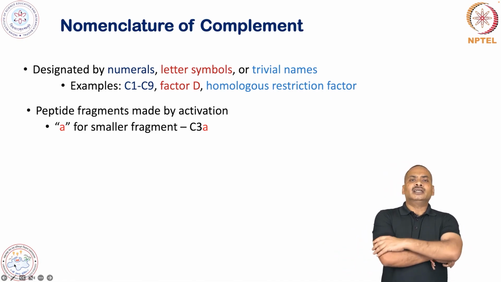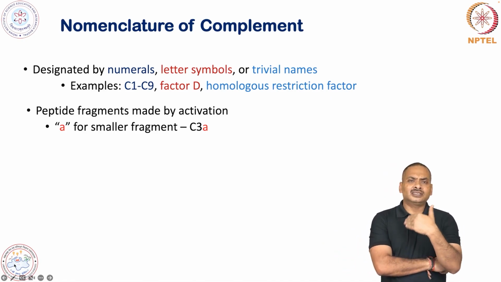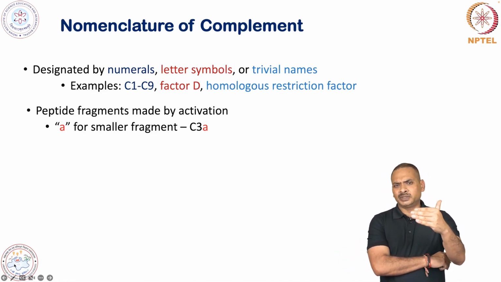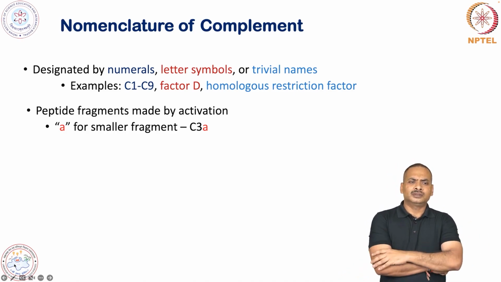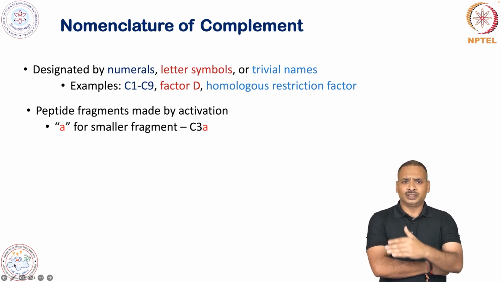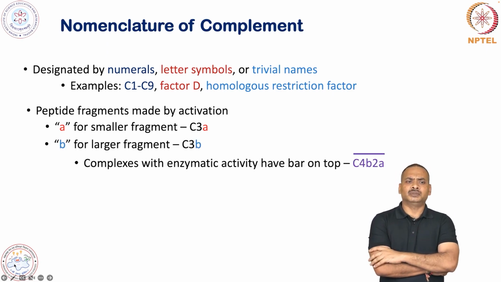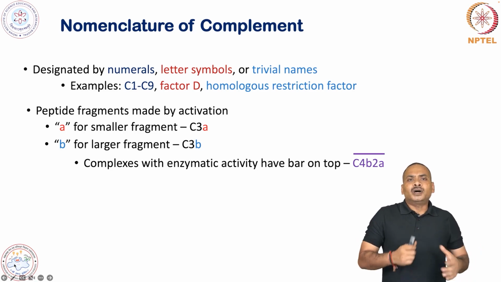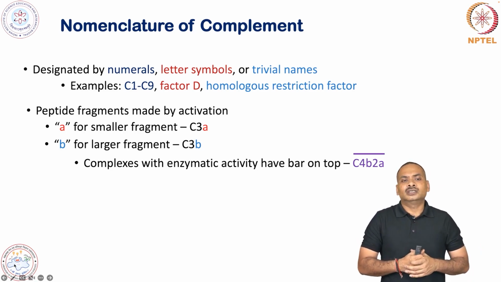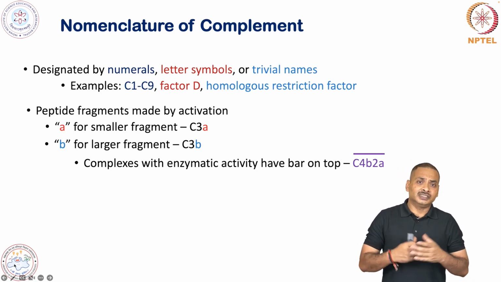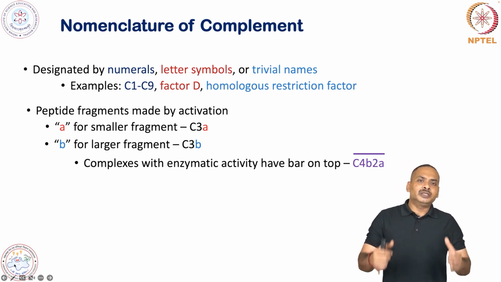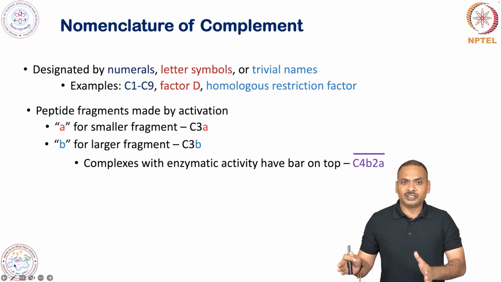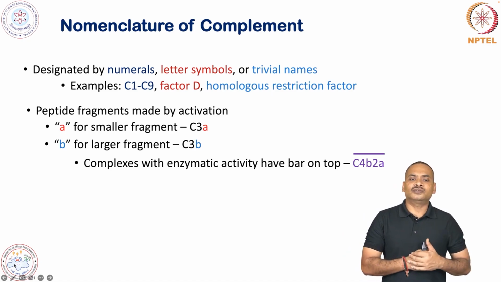Okay, and this naming is present in this whole complement system. You will see shortly when you see the activation pathway of complement. The B part is always the larger fragment in general. Again, it's not always the case. In general, the B part is the larger fragment and the A part is the smaller fragment.